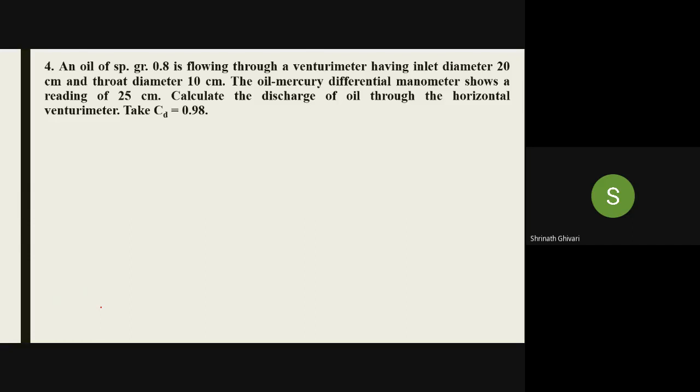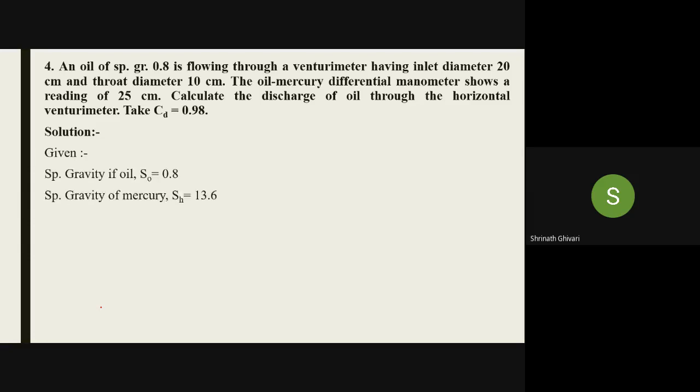An oil of specific gravity 0.8 is flowing through the Venturi meter, having an inlet diameter 20 centimeter and throat diameter as 10 centimeter. D1 is 20, D2 is 10 centimeter. The oil mercury differential manometer shows a reading of 25 centimeter. Calculate the discharge of oil through the horizontal venturimeter.